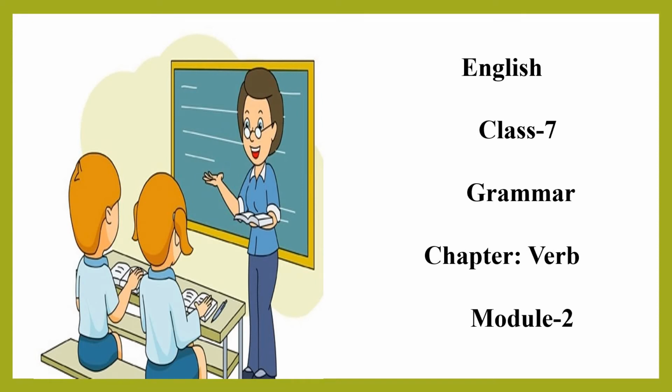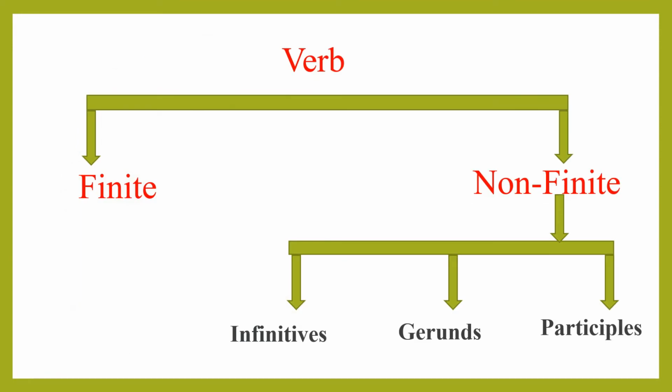Students, today we are going to learn verbs, finite and non-finite, and their usage with the help of examples and flowcharts. In the previous module, we have learned principal verb, transitive verb, intransitive verb and modals. As you see, main verbs are also of two kinds, finite and non-finite verbs. Non-finite verbs are of three kinds: infinitive, gerunds and participles. Let us learn more about them one by one.